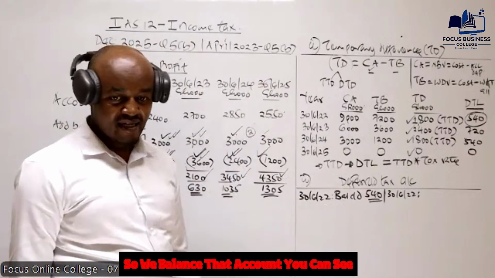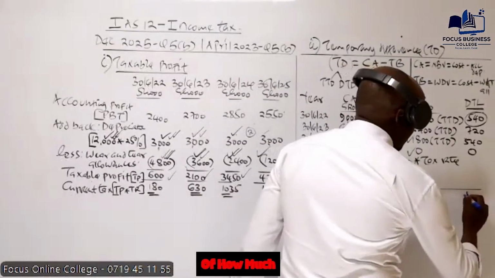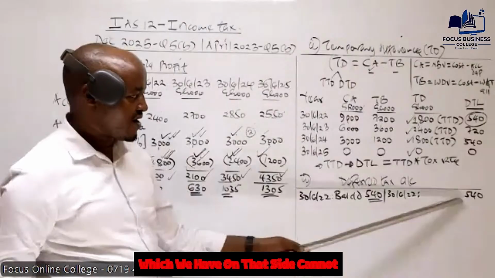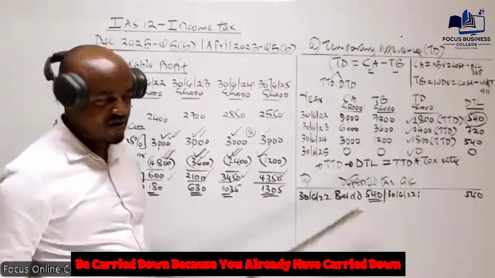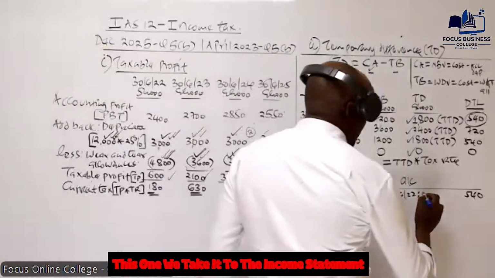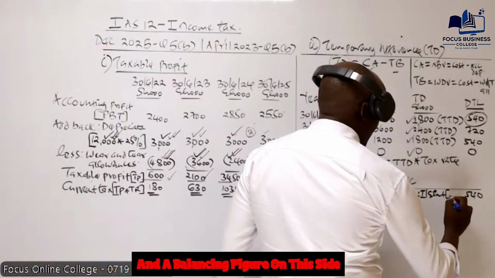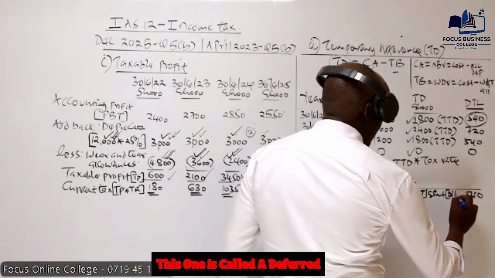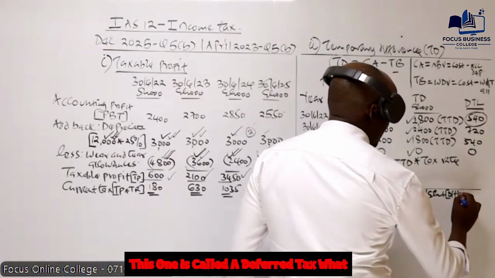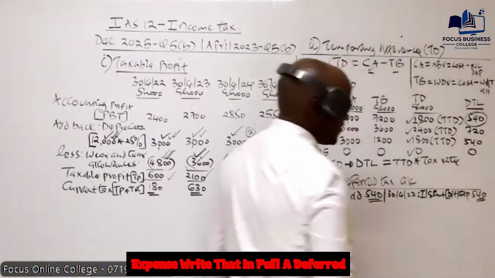So we balance that account. You can see we will have a balancing figure on this side of 540. That balance cannot be carried down because we already have carried down. So the balancing figure on this side we take to the income statement. This balancing figure is called a deferred tax expense. I want you to write that in full. This one is called a deferred tax expense. Write that in full.